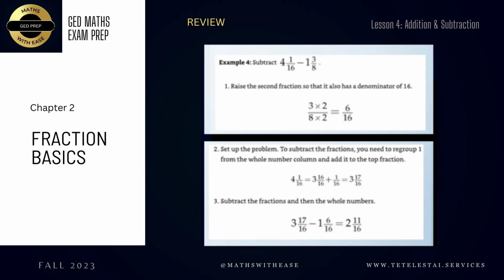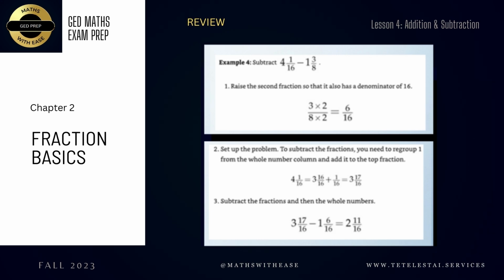So here we're being asked to subtract 4 and 1/16 from 1 and 3/8. So what you want to do is raise the second fraction so that it has the same denominator as 16. 8 times 2 gives you 16. So that means that you need to multiply 3 by 2 as well. And that would give you 6. So now we have 6/16.